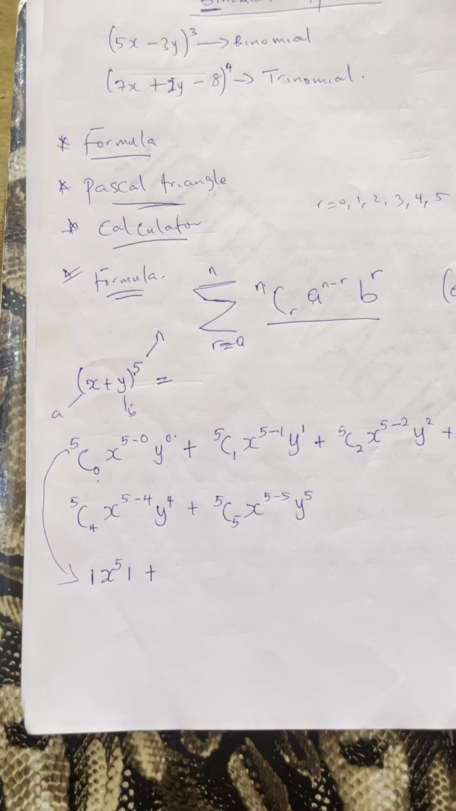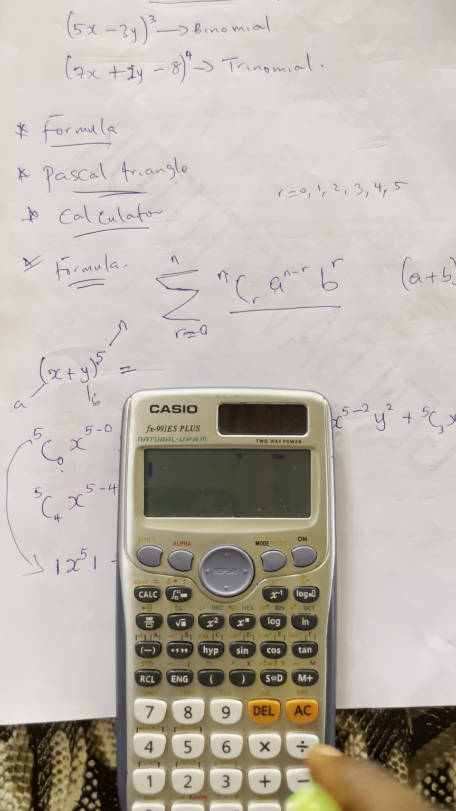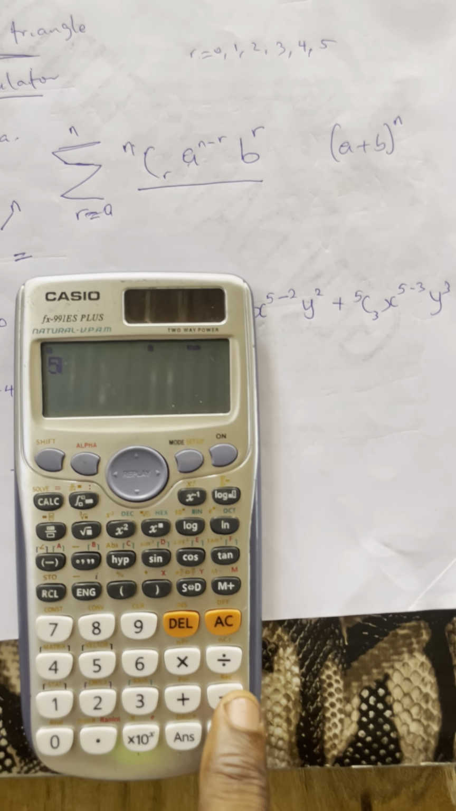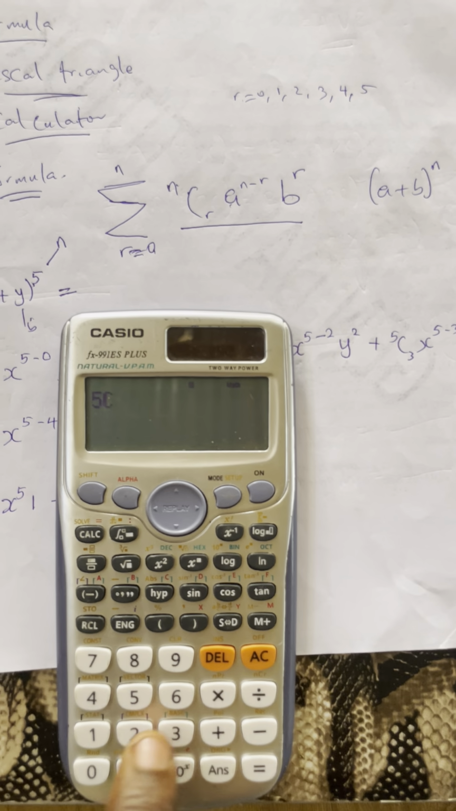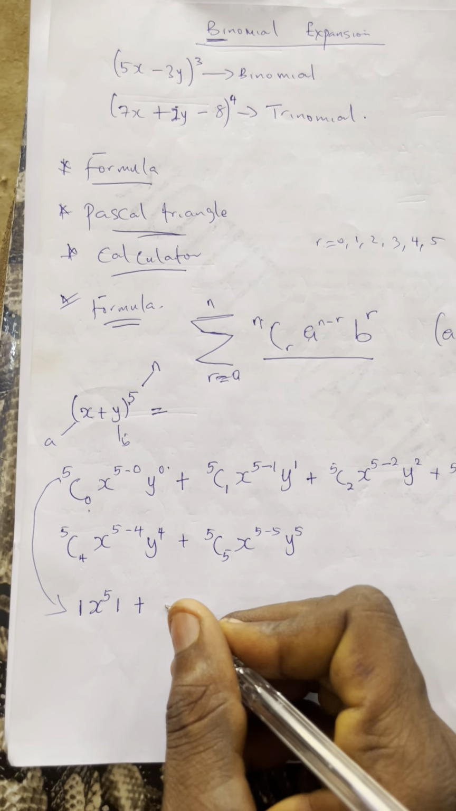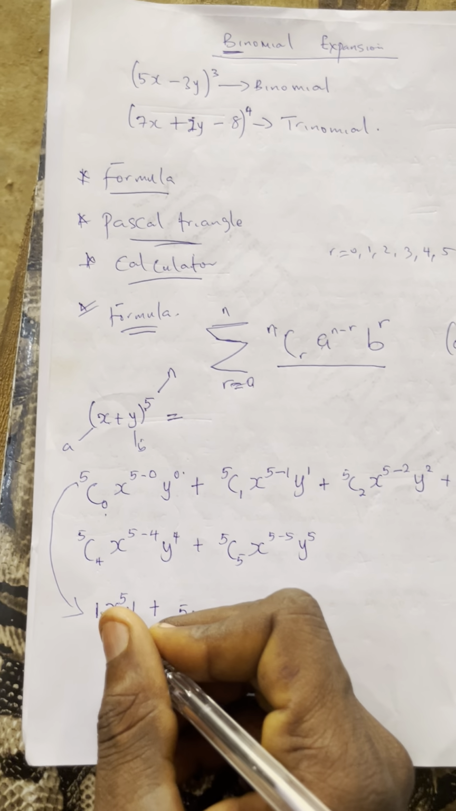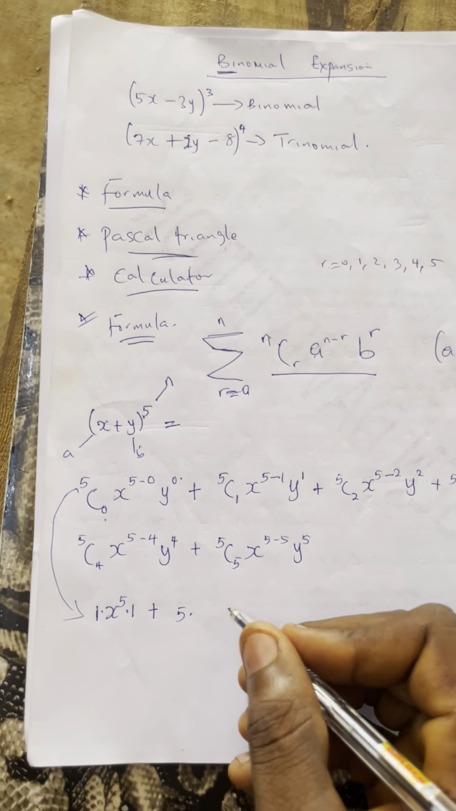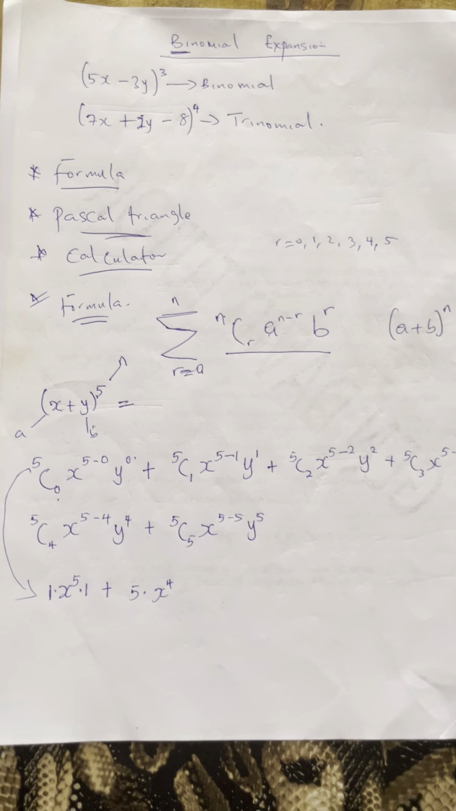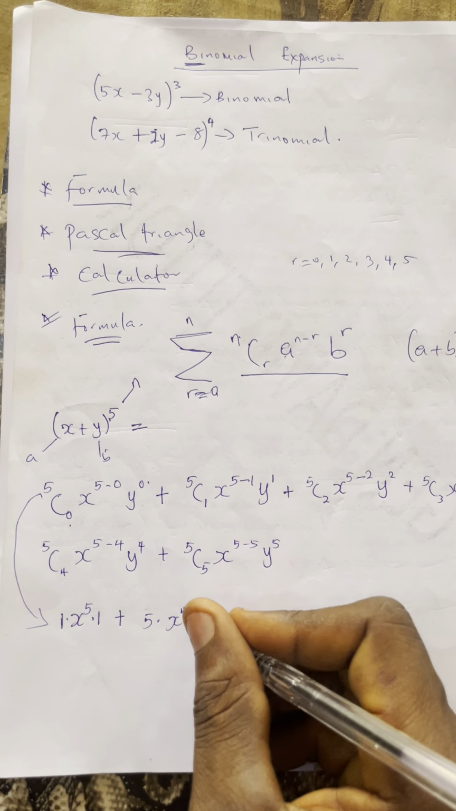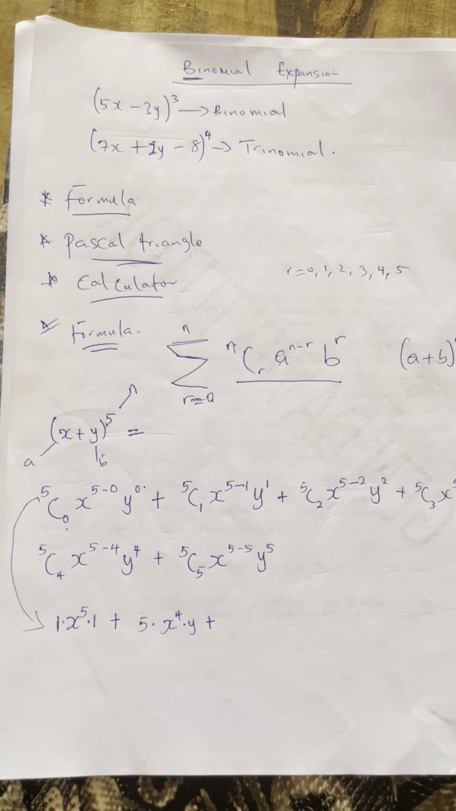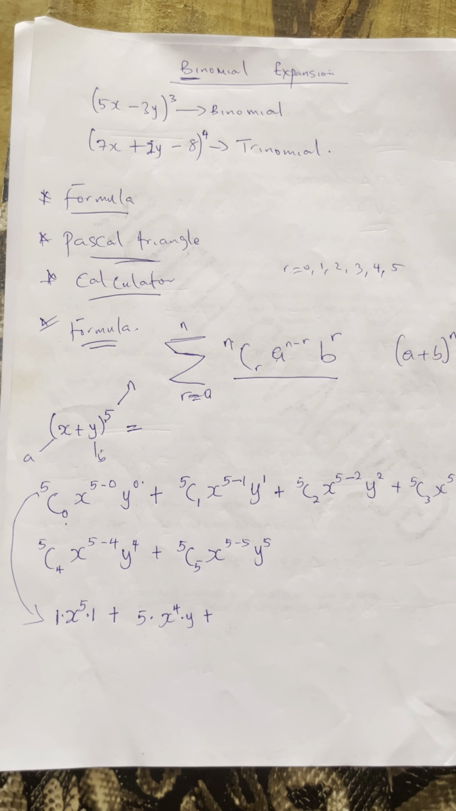Plus 5 combination 1. If you press on the calculator, 5, then shift, combination, then 1, the answer is 5. Then you have this to be 5. Then multiply by, let me put dots to represent multiplication, x raised to power 5 minus 1, that's x raised to power 4. Then y raised to power 1 will be y. That's multiplied by y. Plus 5 combination 2.